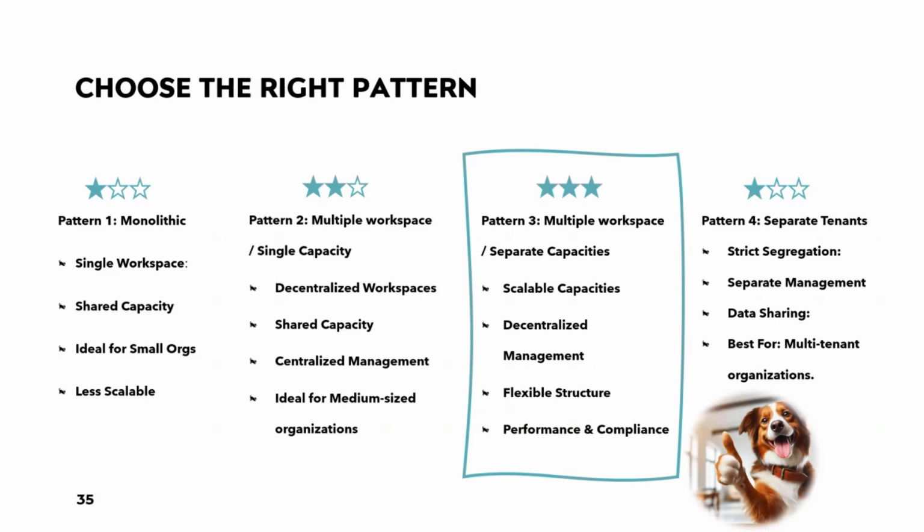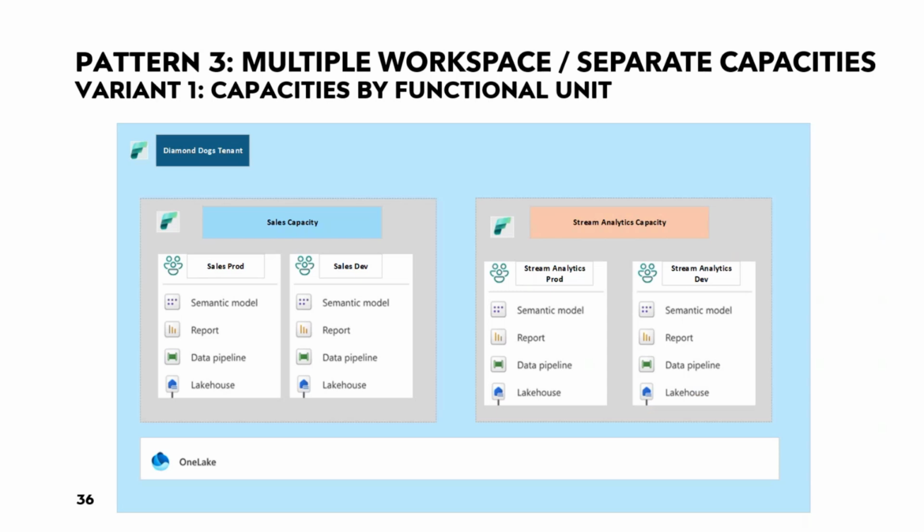So while we chose that, I want to talk about some variants that come with this selection and how it can affect our business. So multiple workspaces, separate capacities, variant 1 is by functional unit. And I kind of alluded to this earlier, where you have a capacity per unit of function, like let's say sales, and then stream analytics, or accounting, or data reporting, or whatever. They can have a production workspace and a development workspace in the CU. You have to scale those CUs properly to be able to handle development and production in the same area.